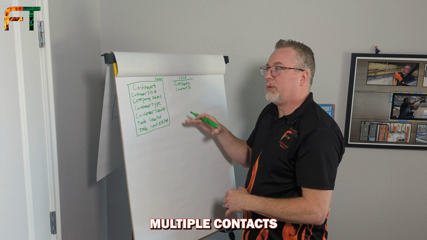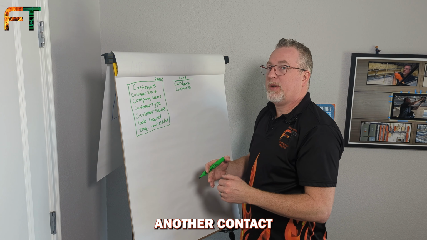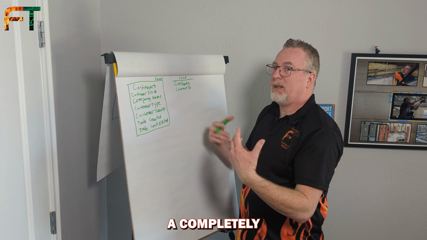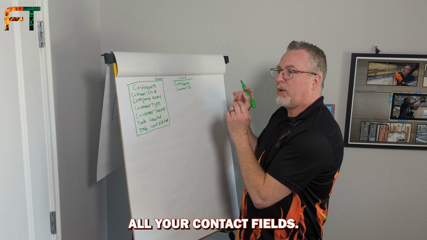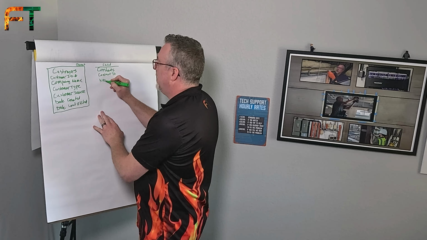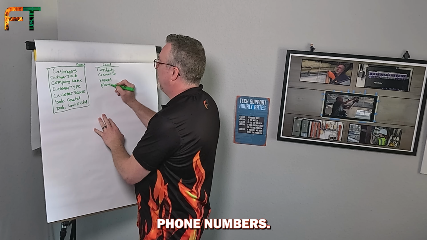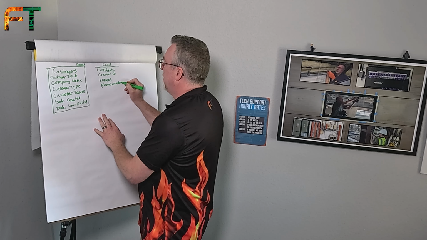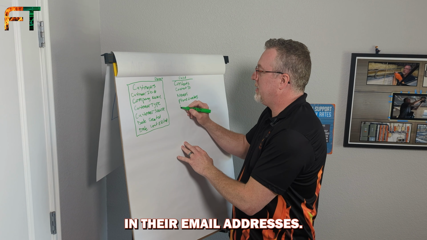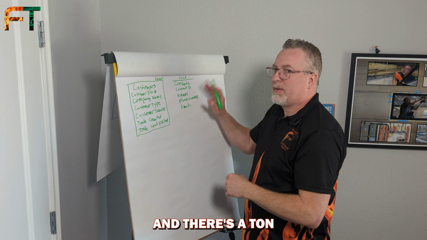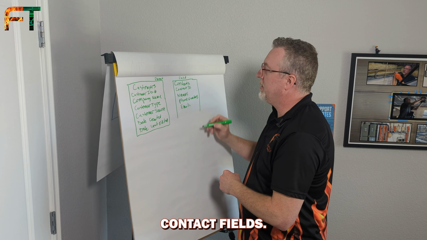The reason you would have multiple contacts potentially is you might have one person who is the owner. You might have another contact who's the buyer. You might have a completely different contact that's your accounts payable contact. So in the contacts table, that's where you're going to put all your contact fields. That'll be your names, first name, last name, phone numbers. That can be their office phone, their cell phone, and you're going to put in their email addresses. And there's a ton of other fields that you can add. I'm going to keep it simple and stop at that particular set of contact fields.